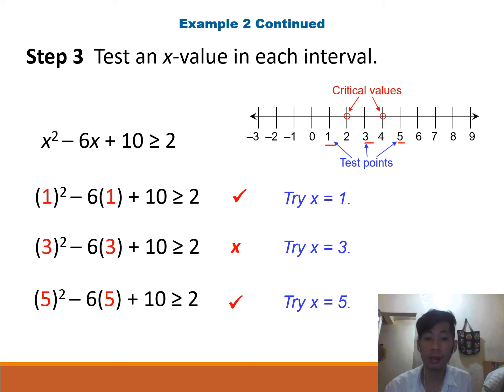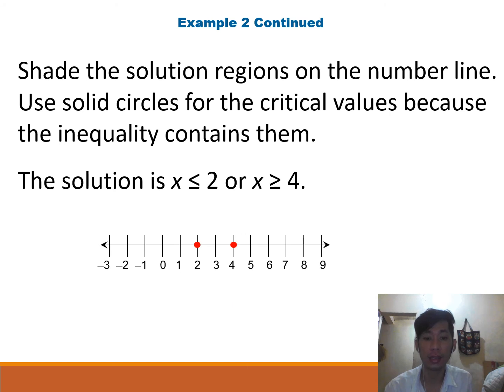So, ang magiging solution set natin dyan is x is less than or equal to 2 or x is greater than or equal to 4. So, gagamit tayo ng salitang or for your solution set.